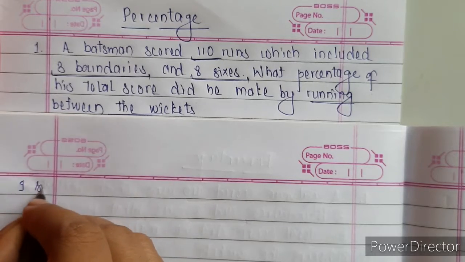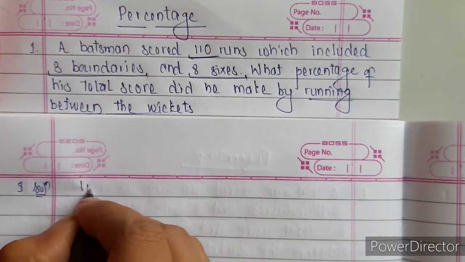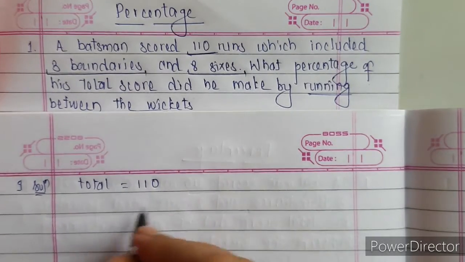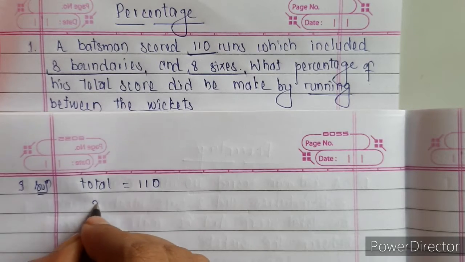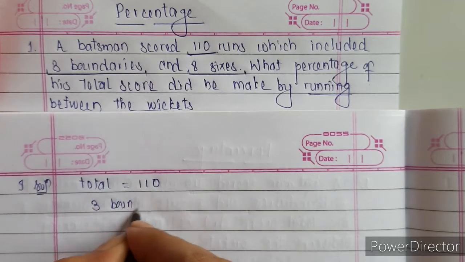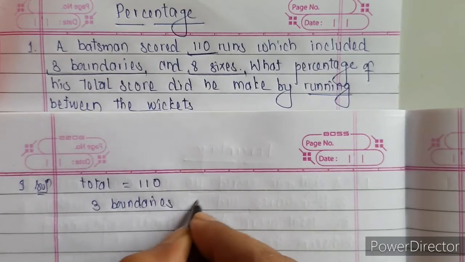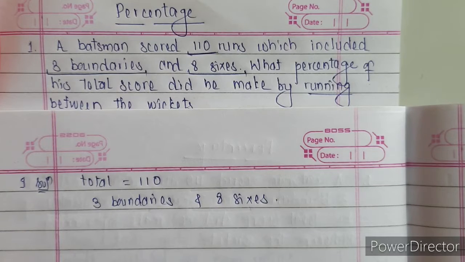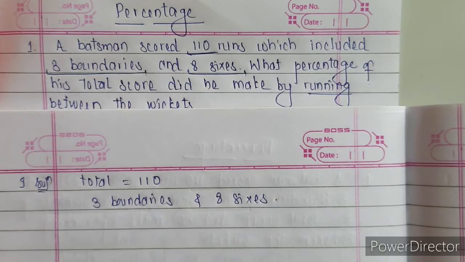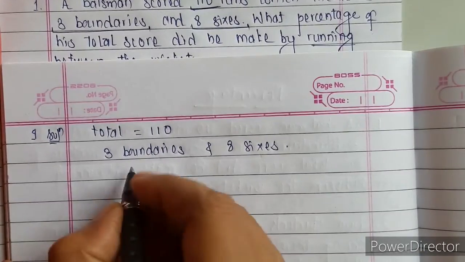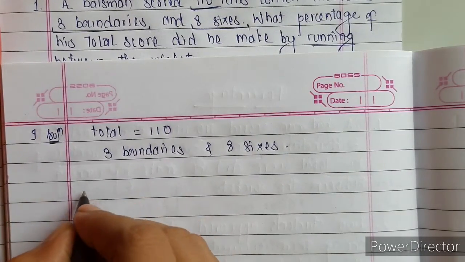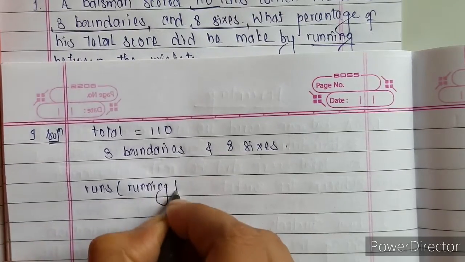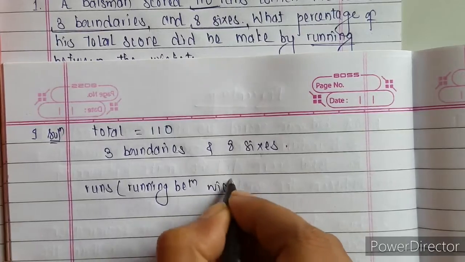So the solution of the first one. The total runs he has scored are 110. Out of this 110, he has scored 3 boundaries and 8 sixes. Now we have to find how many runs he has scored by running between the wickets. So from 110, we need to find the runs he has scored by running between wickets.